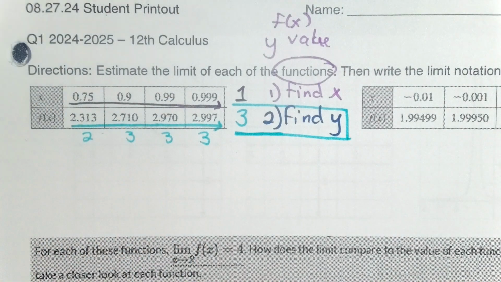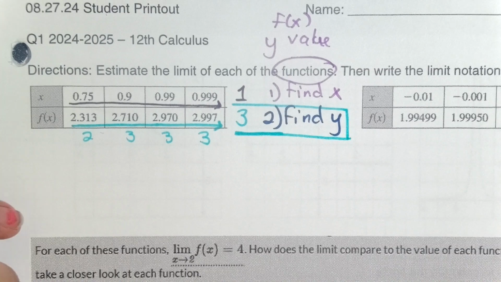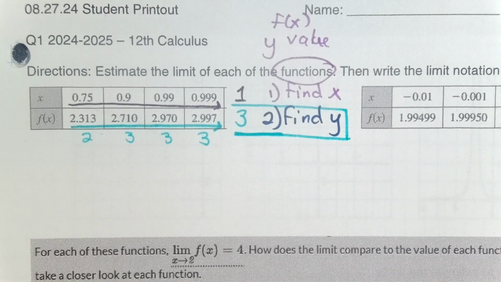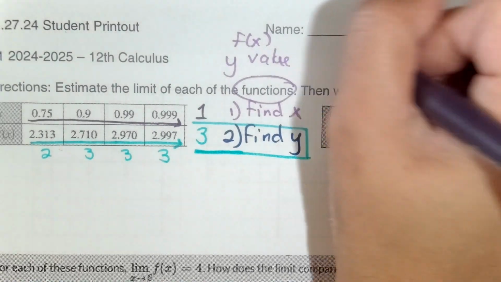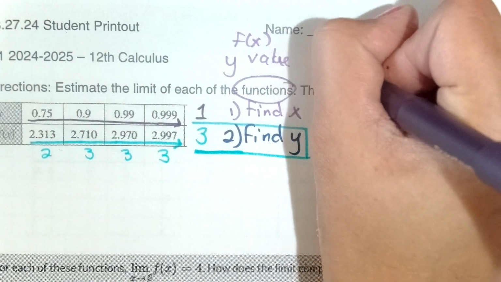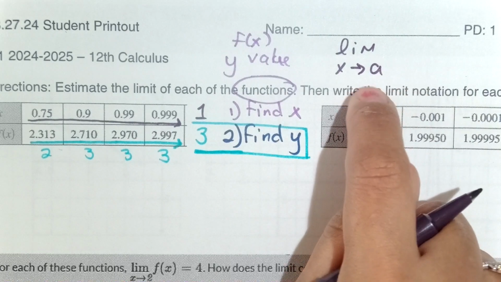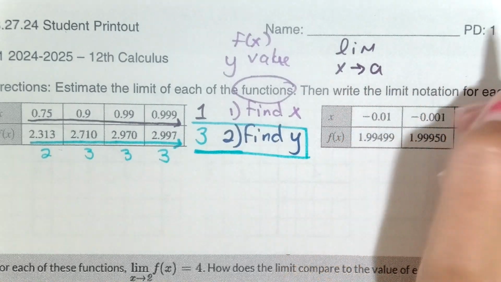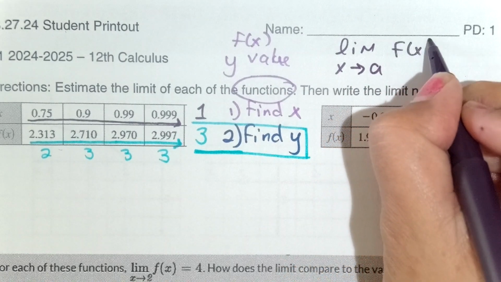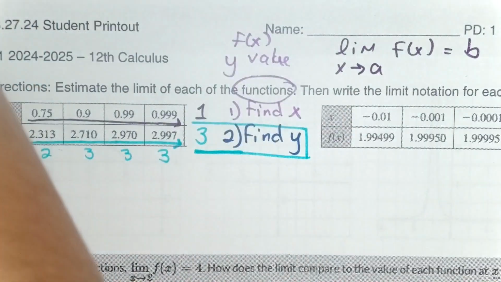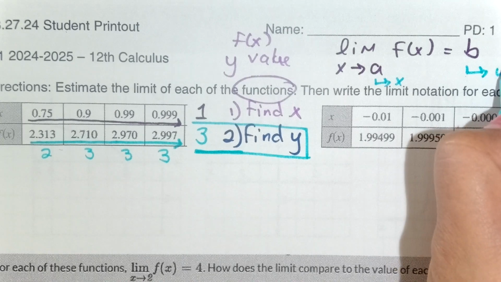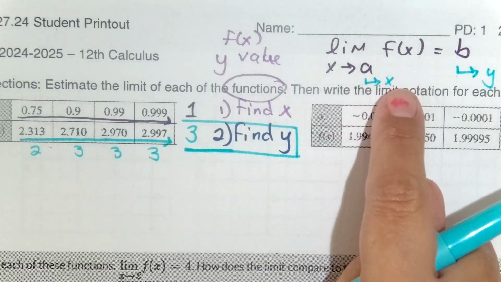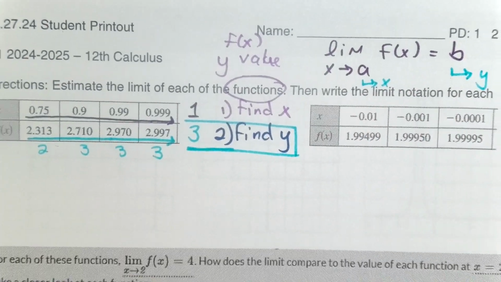Okay. The next thing you need to do is to write it in limit notation. Okay? So remember, limit notation looks like this. The limit as x approaches a, this is your x value, of f of x, is equal to b. This is your x, and this is your y.